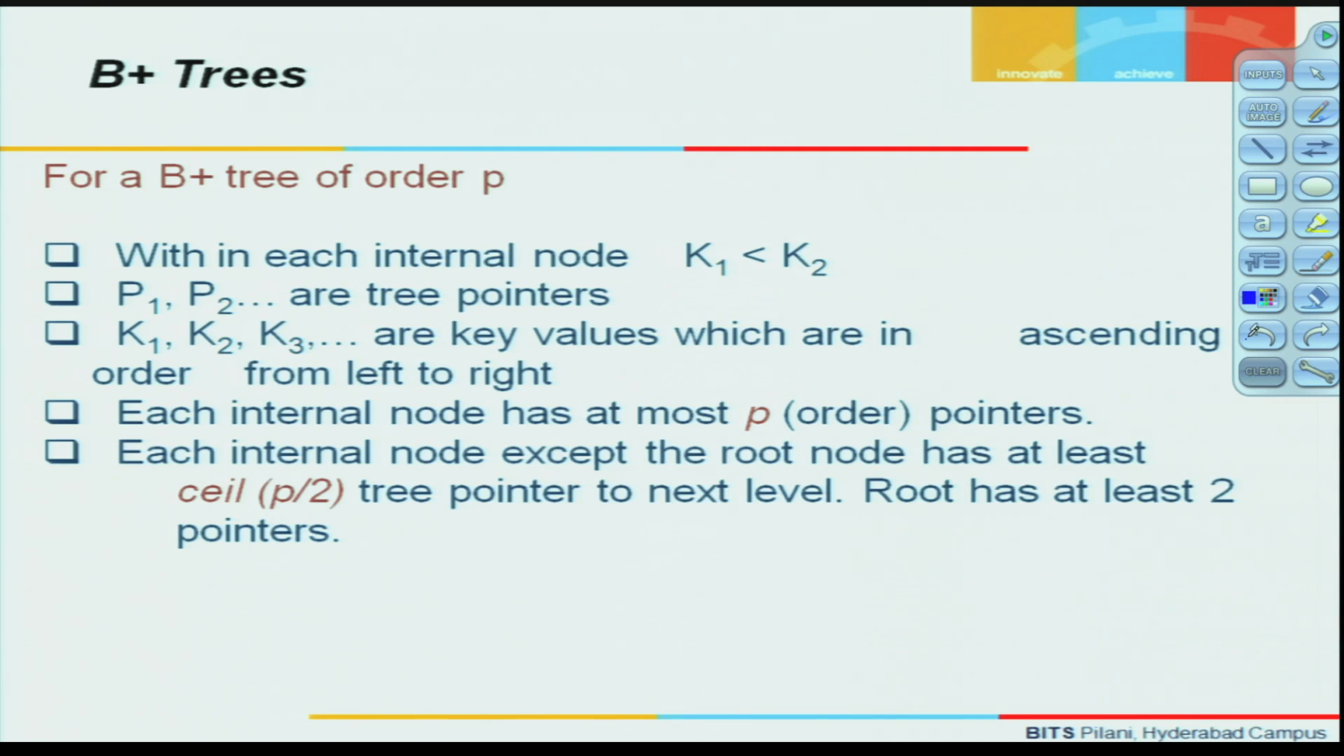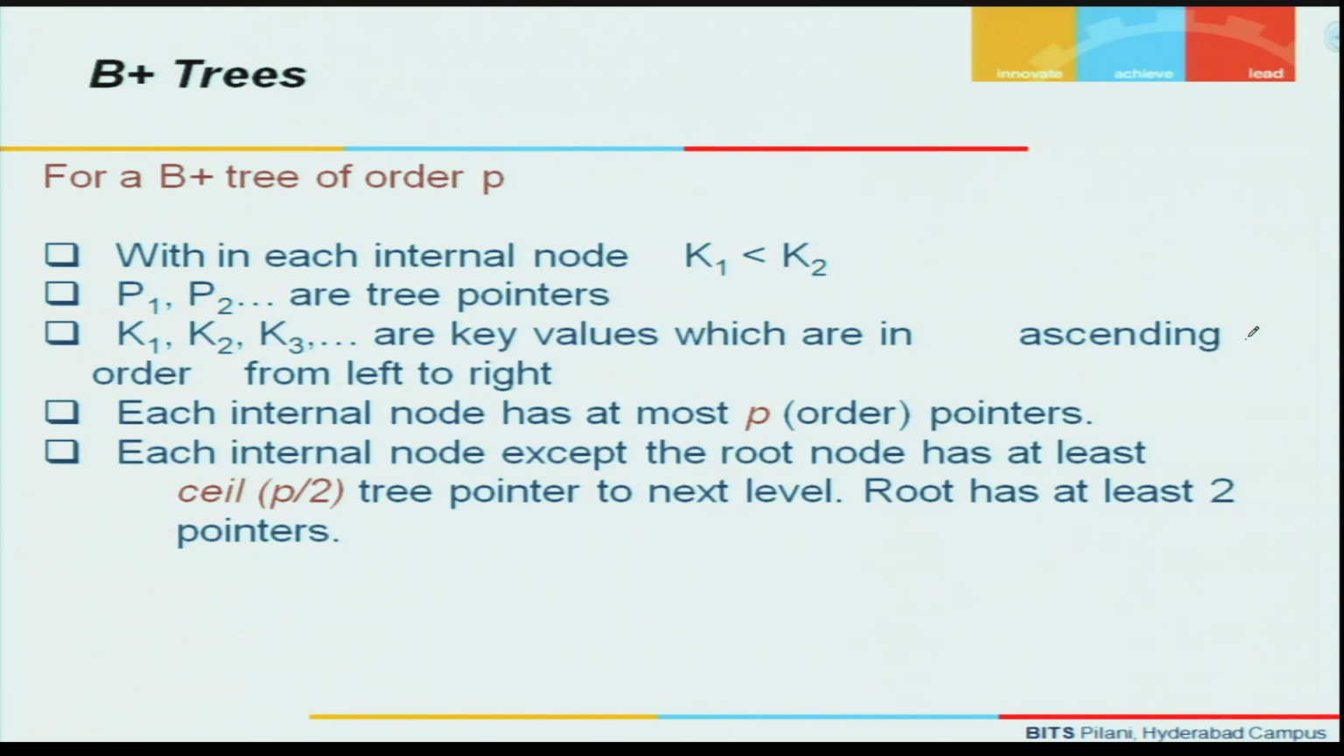And if you look at the other important features of a B plus tree of order P, within each internal node K1 is always less than K2. That means they are in ascending order. P1, P2, and so on are called the tree pointers, which point to the next level node. K1, K2, K3 are the key values, which are in ascending order from left to right. For a B plus tree of order P, each internal node has at most P, which is called the order, P number of pointers, or pointers to the child nodes.